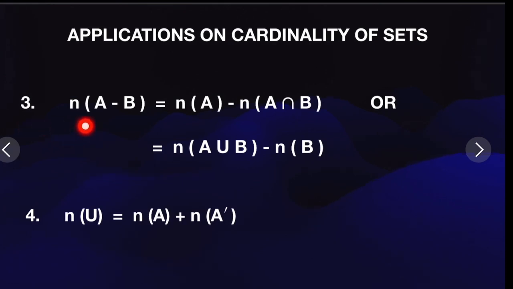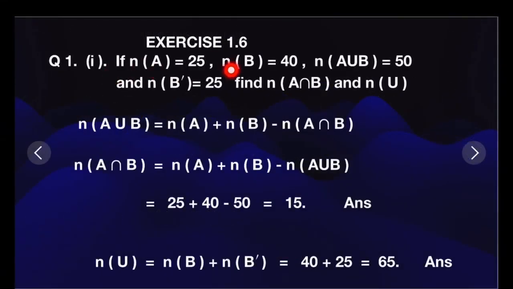The third formula is n(A difference B). That means number of elements in A but not in B is equal to n(A) minus n(A intersection B), or if this value is given, then you have to use this formula, n(A union B) minus n(B). The fourth formula is n of universal set is equal to n(A) plus n(A dash). So these are the four formulas.